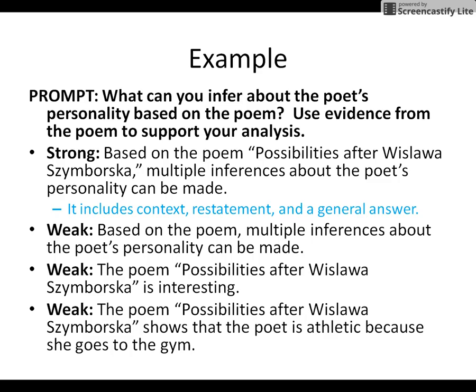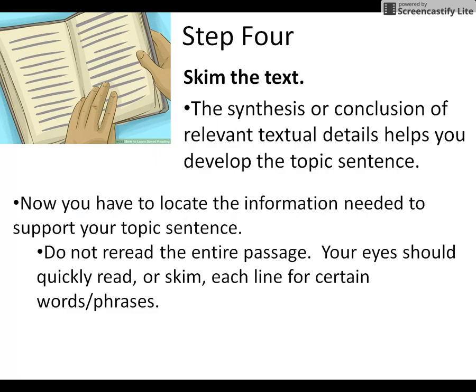So once you have your main idea, you need evidence to support it. Step 4 is skim the text. You wouldn't have been able to provide a general answer to the prompt if you hadn't considered specific details beforehand. The synthesis, which is the combination of ideas to form a theory, or a conclusion of relevant textual details, helps you develop the topic sentence. You should already know what details you are looking for. It's just a matter of locating the precise information. Don't reread the entire passage. It's a waste of time. Your eyes should quickly read or skim each line for certain words or phrases.